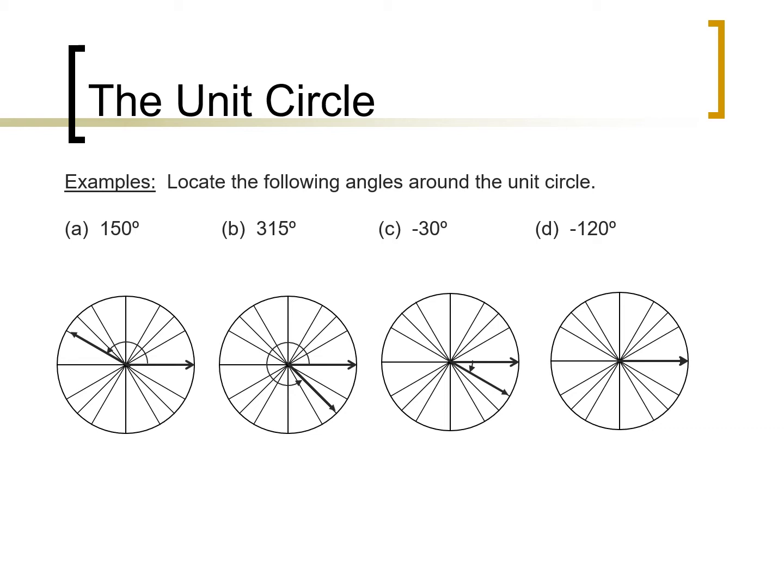So 120 would put you over here, negative 120, spinning to over there. Again, in the homework, you'll just be asked to put a dot on one of these blank unit circle templates where your particular angle happens to be.